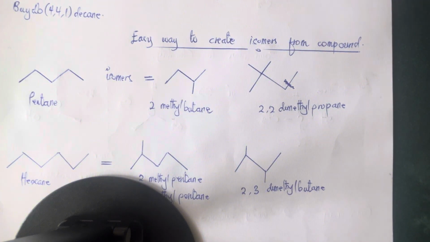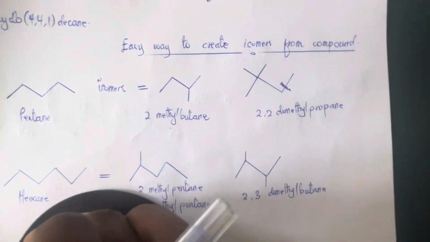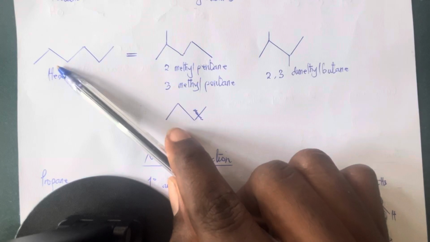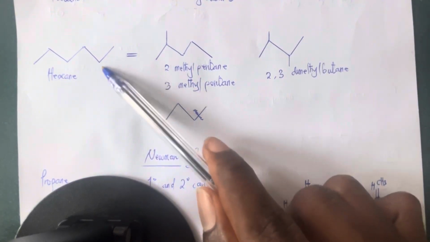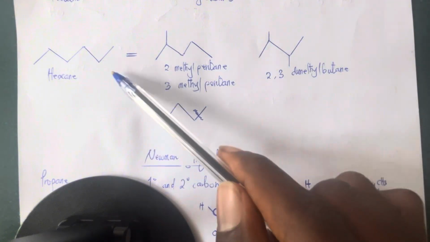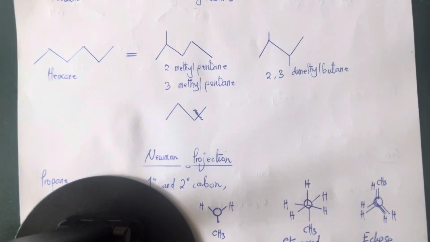Let's move to hexane. With hexane, I think you get it better. So, with hexane, see the hexane structure. You can break this part. Put it anywhere you like on the carbon, but make sure that you are not going to put it at the terminal. If you put it at the terminal, you are still going to get hexane.